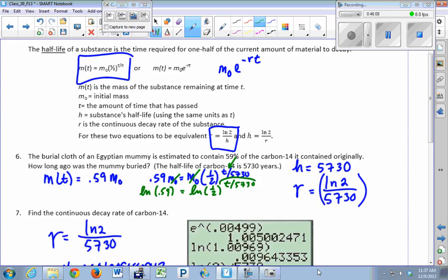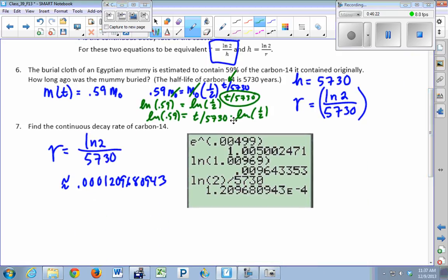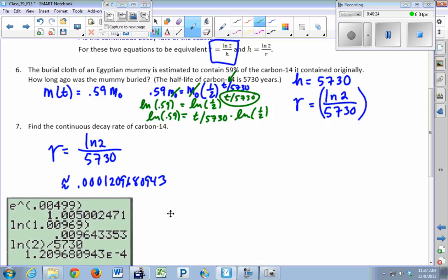And this exponent comes down in front, t divided by 5730 times the natural log of 1/2 equals the natural log of 0.59. I'm running out of space. Hang on. Scoot this down here. Okay.